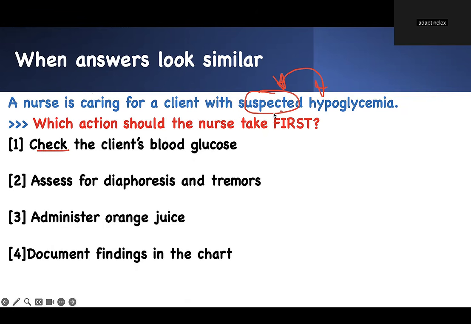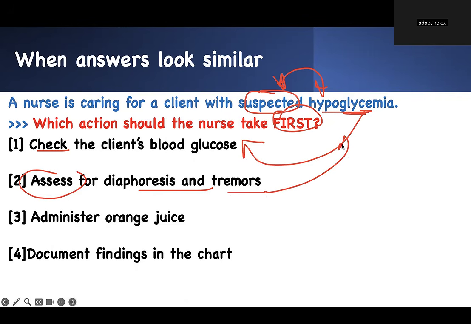Number one, they said, which one do you do first? The patient is not dying. When you see first, they are not dying. That means priority, but you've got to pick one. You've got to be sharp, right? You said, hey, I've got to save the patient from dying. That's risk reduction. That's why prioritization is difficult. I'm preventing risks, right? What is the key? Check the client's blood glucose. This is what they're telling you. A patient who has suspected hypoglycemia, they said I should check their blood glucose. Assess for diaphoresis and tremor for somebody who has hypoglycemia.